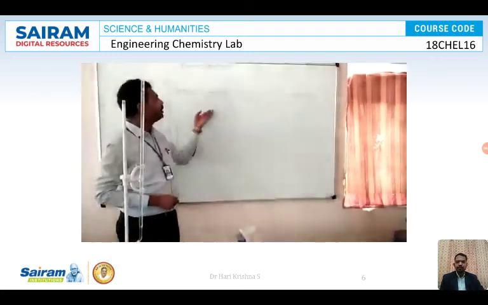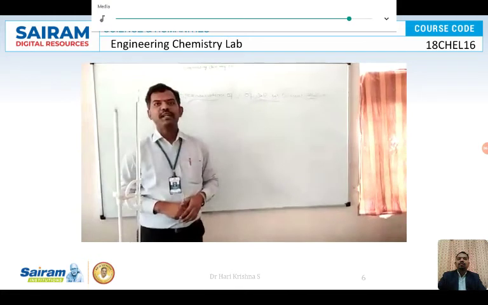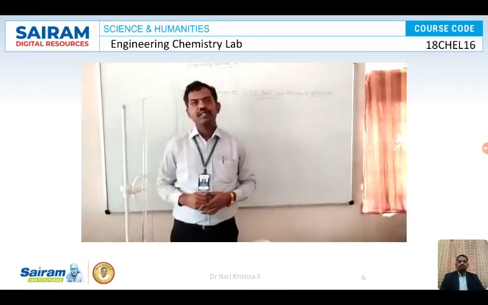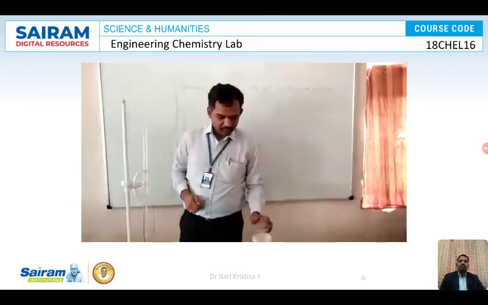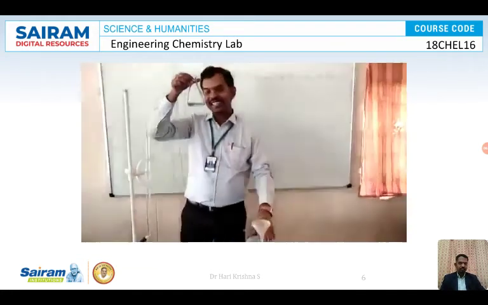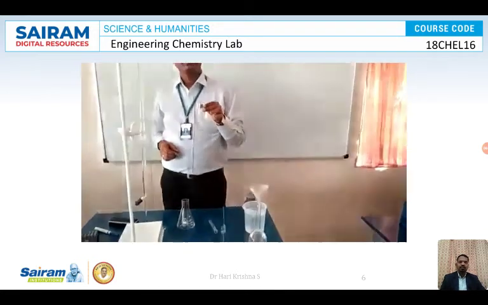Let us start with the next experiment, evaluation of percentage of calcium oxide in cement solution. We are going to take cement and dissolve it, as we have discussed in our theory part. So the cement solution is here. We have pipetted out 25 ml of cement solution into this. To this we are going to add a mixture of NaOH, glycerol and diethylamine.